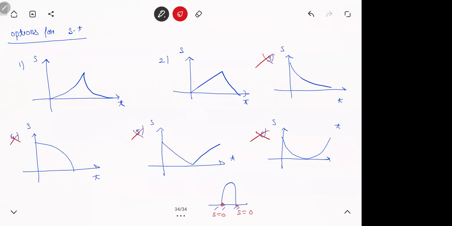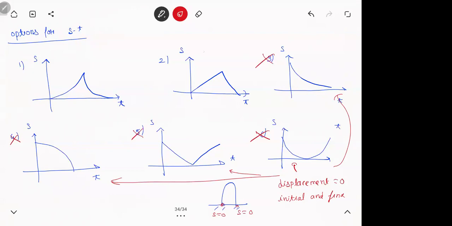Are you getting it? So all these 4 options now, displacement should be 0 initially and finally. What you're saying is also right, Roshan. Then you should know how to eliminate the second graph. Displacement 0 initially and finally. So 4 options go out at one pass: this one, this one, this one, and this one. This is the reason. Next thing, it should be a curve, because we know it's a parabola, no? Therefore it is gone. Graph is a curve.